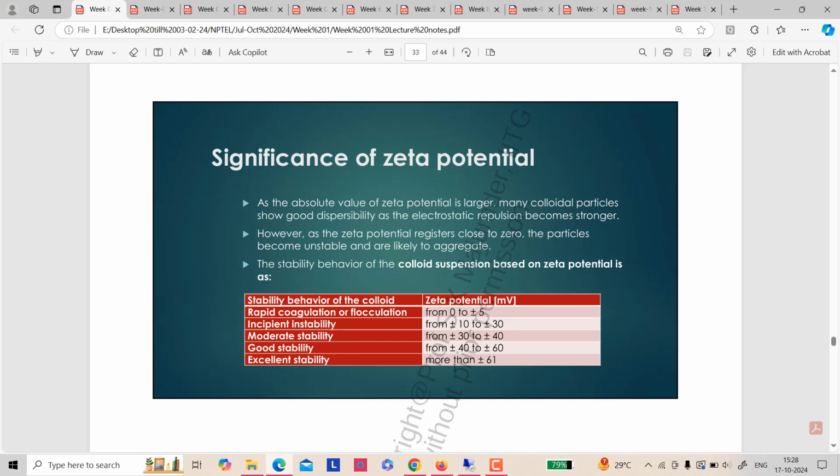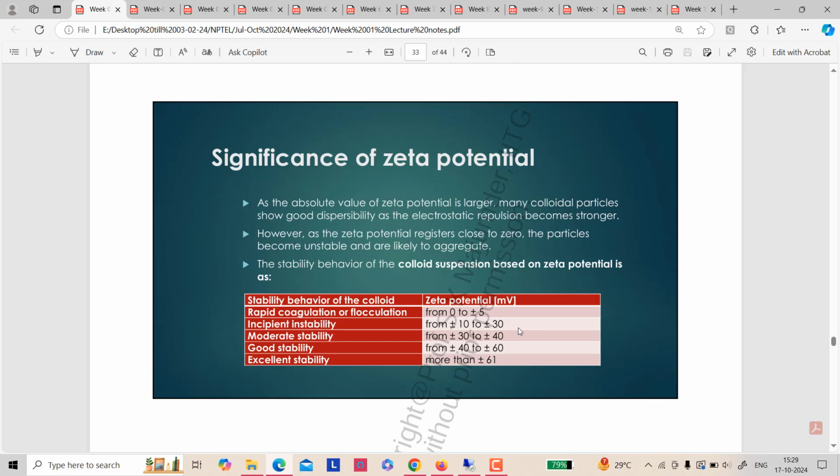Next comes good stability in the range of plus minus 40 to plus minus 60. Then moderate stability, plus minus 30 to plus minus 40. Incipient instability is plus minus 10 to plus minus 30. That means when you try to form an emulsion, it will settle down after some minutes or after a day or two. Rapid coagulation or flocculation means you mix the solution or create an emulsion and it instantly settles down.